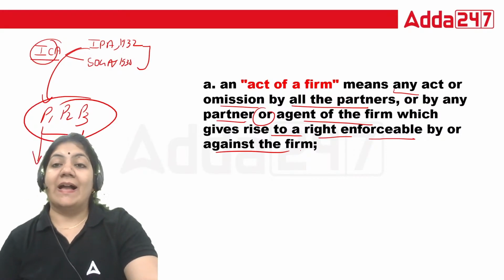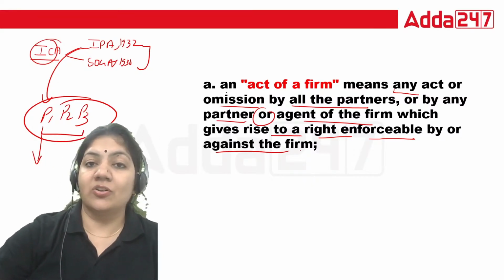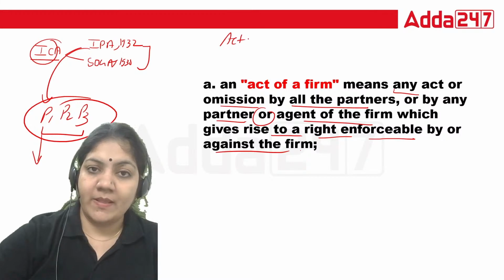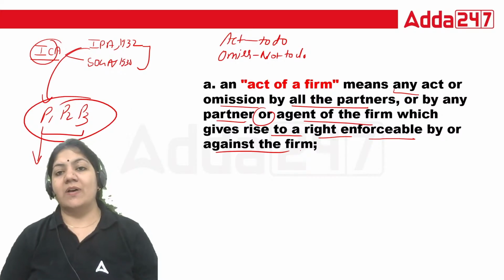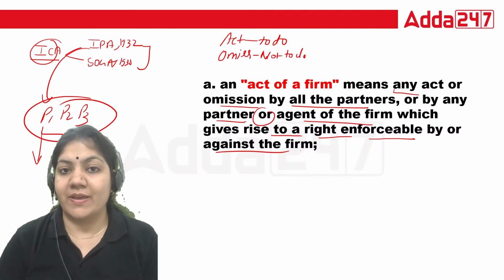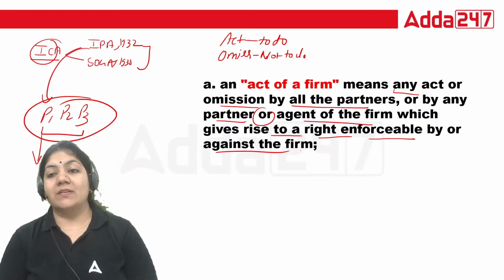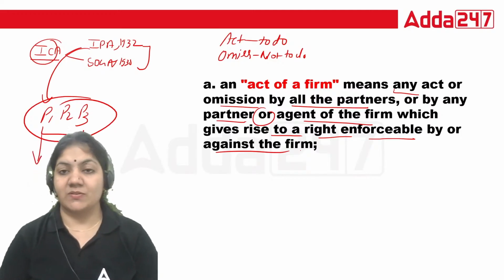Act of the firm means any act or omission. Act means to do and omission means not to do. So act of the firm means any act or omission by all the partners, by any partner or agent of the firm which gives rise to a right enforceable by or against the partnership firm. That is so simple.